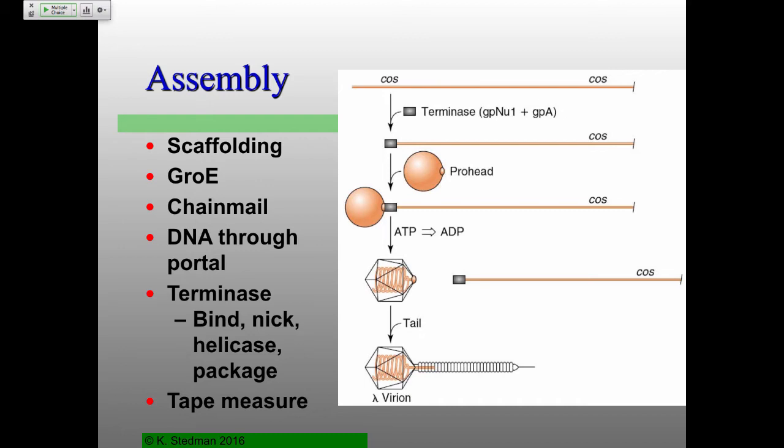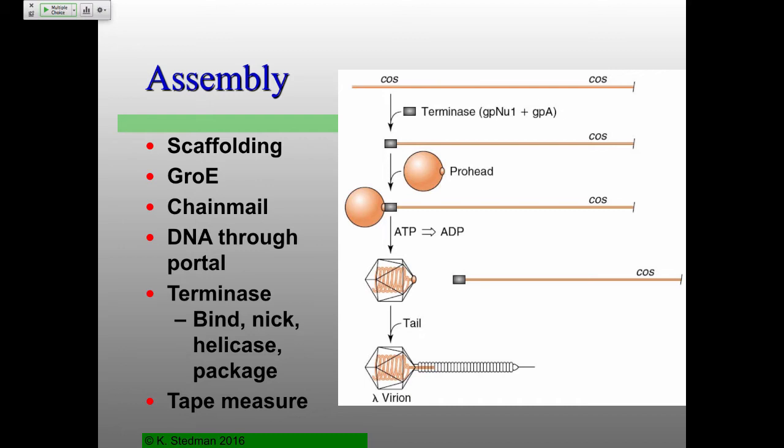The cohesive ends. When the genome comes out of the virion into the cell, what form does it have? It's a linear form, and what's the end of that linear form? It's a cohesive end. And so at these cohesive end sites, we have binding by the so-called terminase enzyme.